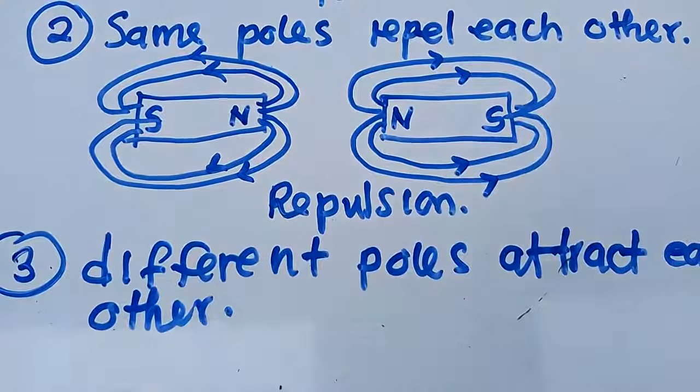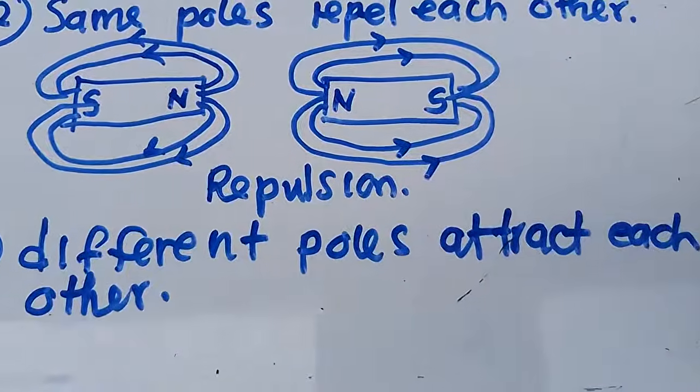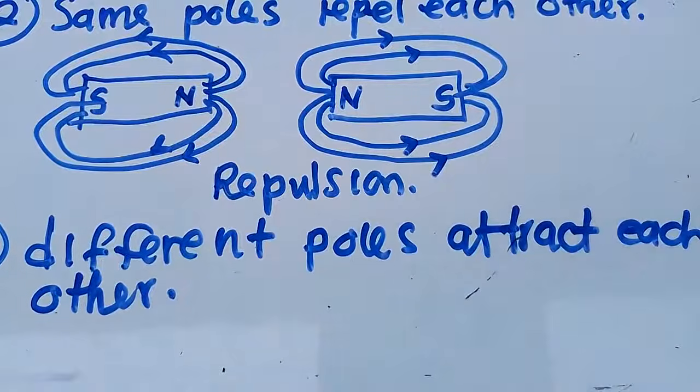This is what you need to know and understand. Different poles are going to attract each other. Hope you are able to see this and get the concept. Different poles attract each other.